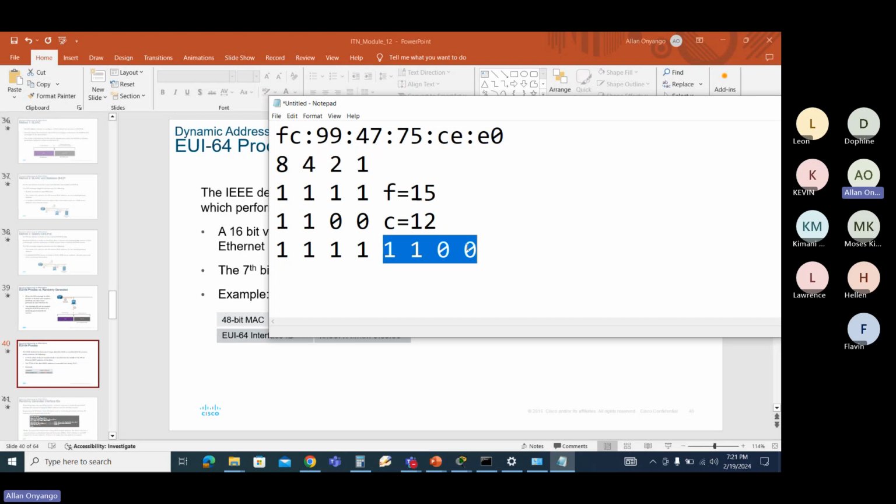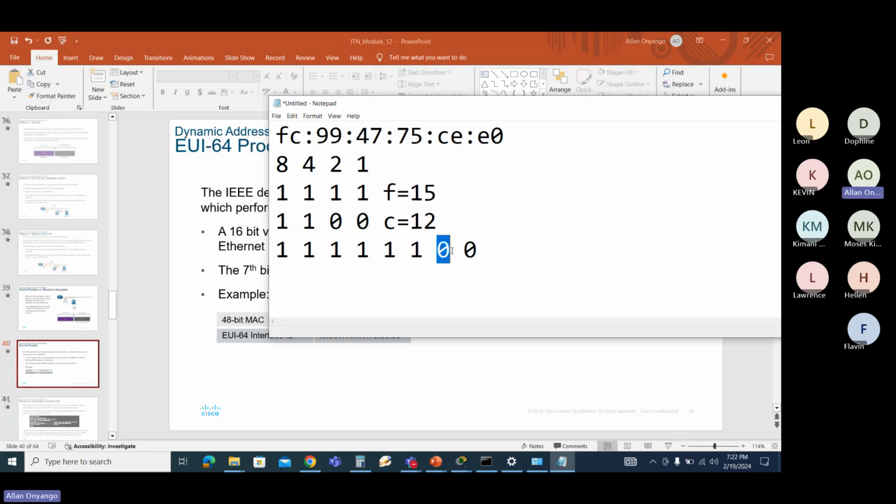We were actually supposed to write 994775CE and E7, but there's no meaning because we just want the seventh bit. So the seventh bit: 1, 2, 3, 4, 5, 6. And this is going to be our seventh bit, isn't it? See, that's the seventh bit. Good. Now, the rule is flip the seventh bit.